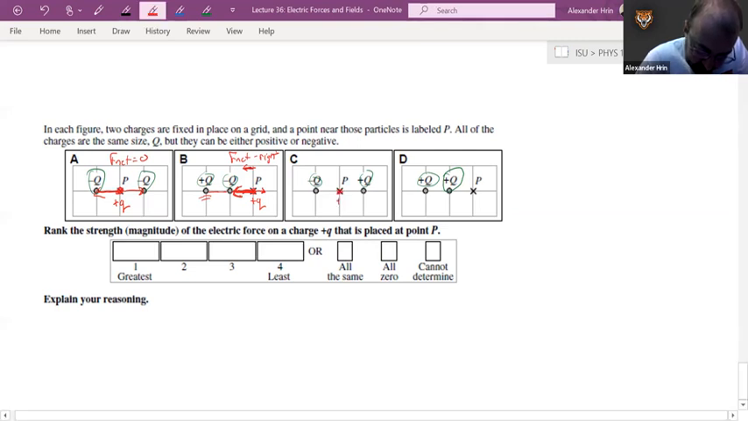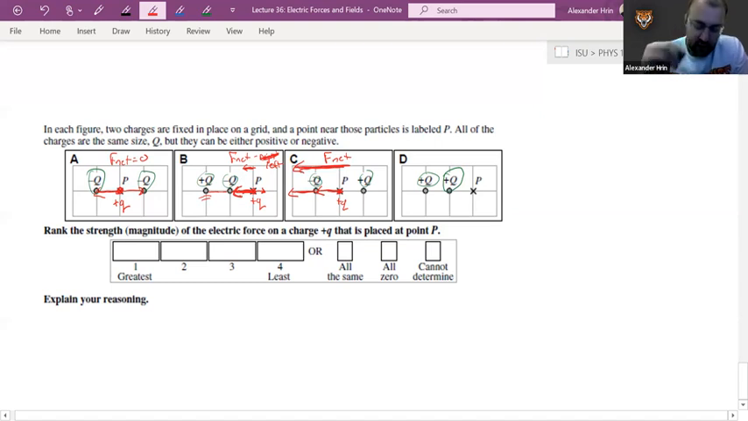So we have a plus Q. This one is going to have an attractive force to the left from the negative, and it's also going to have a repulsive force from the positive to the left. Sorry, this one should have been left. I don't know why I said right. So this one is also to the left, but its F net is large. It's twice as large as these forces we've been dealing with so far.